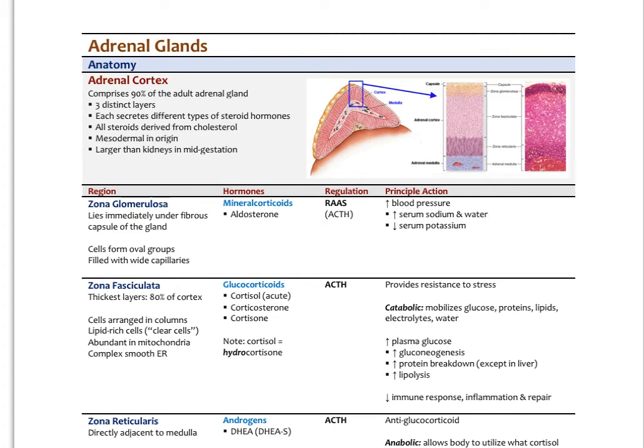They're larger than the kidneys mid-gestation. So in embryonic development, the adrenals are enormous compared to the kidneys, and then they relatively shrink as the kidneys get larger.